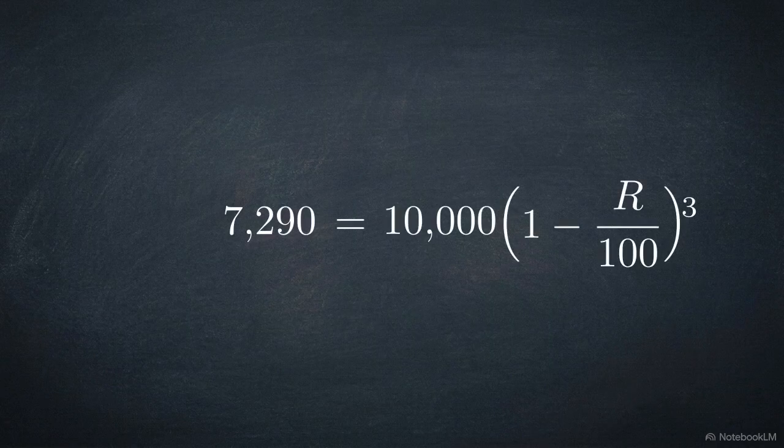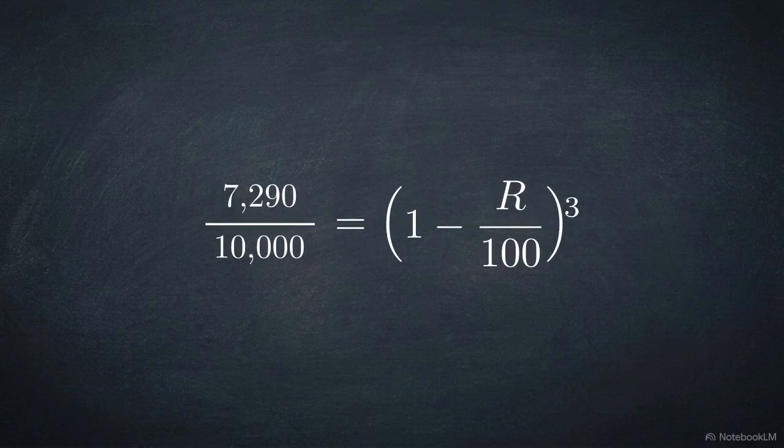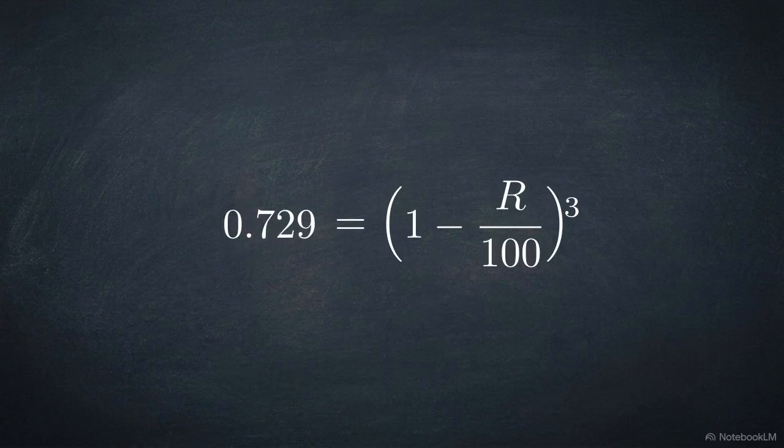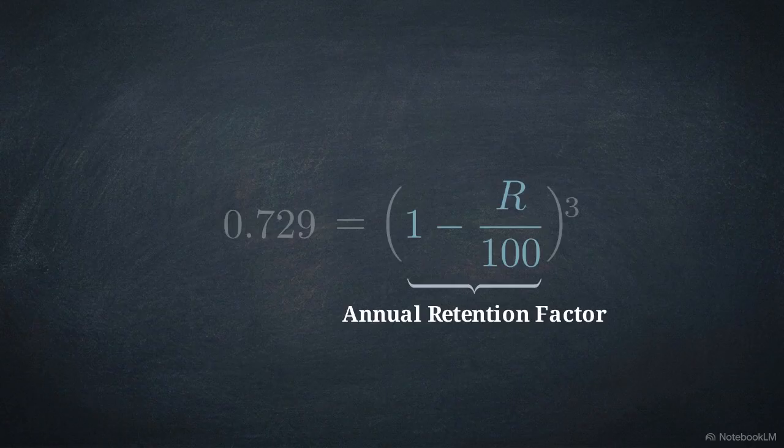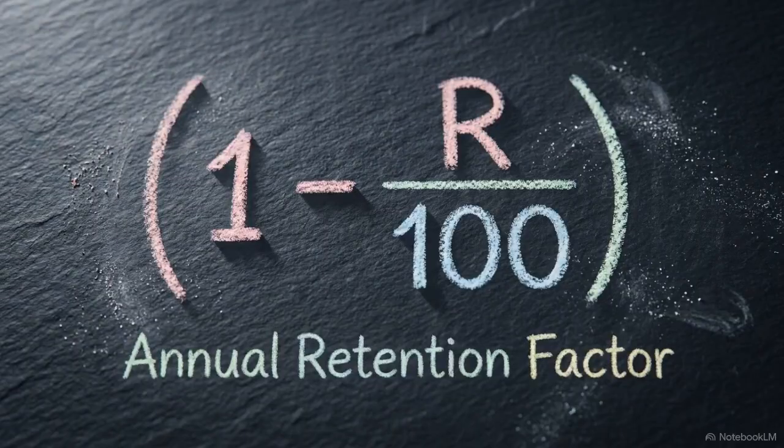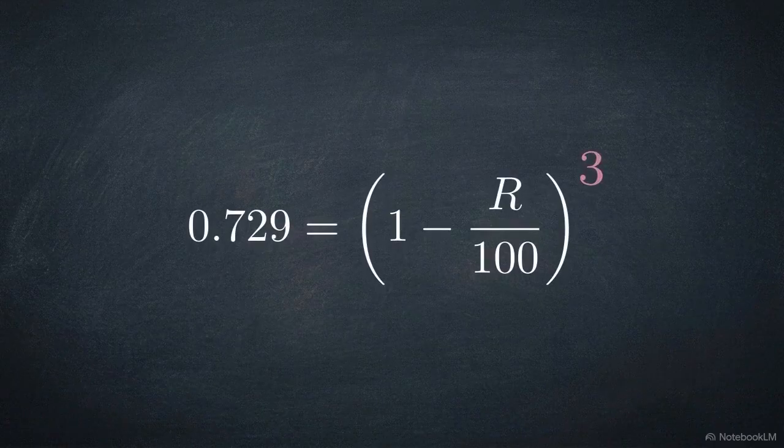We start by plugging in what we know. 7,290 equals 10,000 times (1 minus R over 100) cubed. To isolate the parenthetical term, divide both sides by 10,000. This simplifies to exactly 0.729. Keep this exact decimal to avoid premature rounding. That quantity remaining inside the parentheses, 1 minus R over 100, is our annual retention factor. It represents the exact fraction of the bike's value that is retained each year.